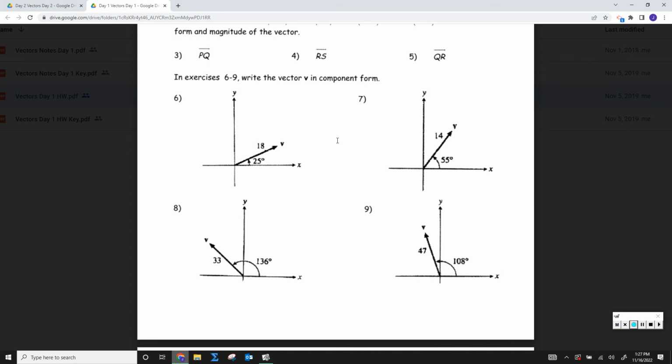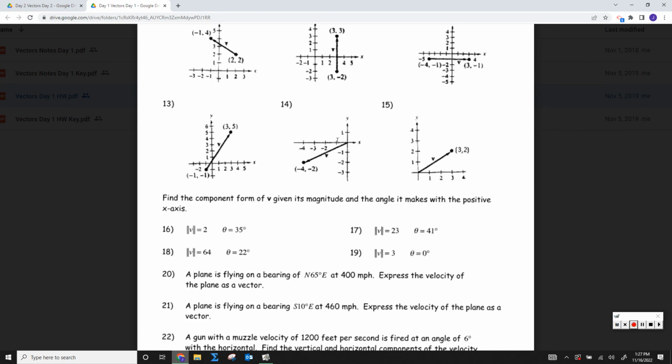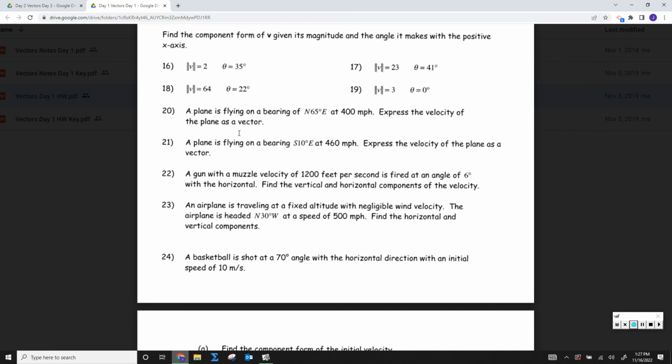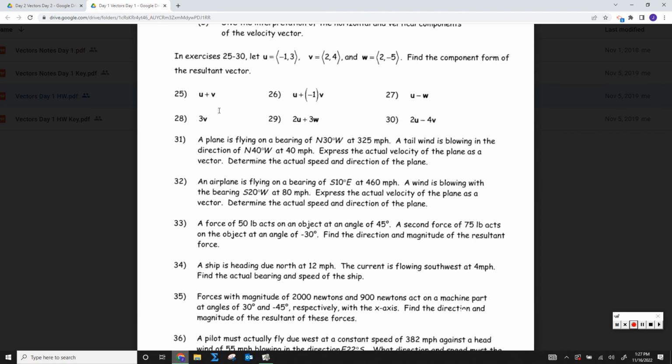Write the vector v in component form. We just did that, didn't we? Magnitude times cosine, magnitude times sine. And so we're going through all these, and then we start seeing, find the velocity of the plane as a vector. All these are fairly simple, a little bit of bearing, but it's the same thing you guys were doing. As you get further, now we have the u plus v stuff, which we did at the end of day one, right? But now you're going to do applications associated with those, which we have not done yet. That'll be the next video you need to watch for day 2.